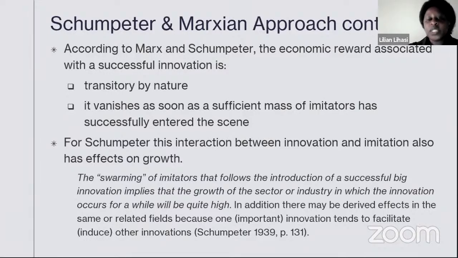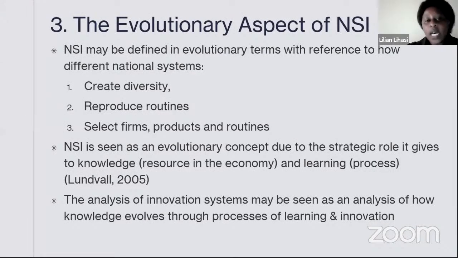For Schumpeter, the interaction between innovation and imitation also has an effect on growth. If I could quote him, he says, the swarming of imitators that follows the introduction of a successful big innovation implies that the growth of the sector or industry in which the innovation occurs will for a while be quite high. In addition, there may be derived effects in related fields because one important innovation tends to facilitate or induce other innovation. So innovation itself also is transitory. It is not stagnant. One innovation through mutation will be able to introduce another innovation. And thus evolutionary economics is talking about change and firms that are innovating one after the other.